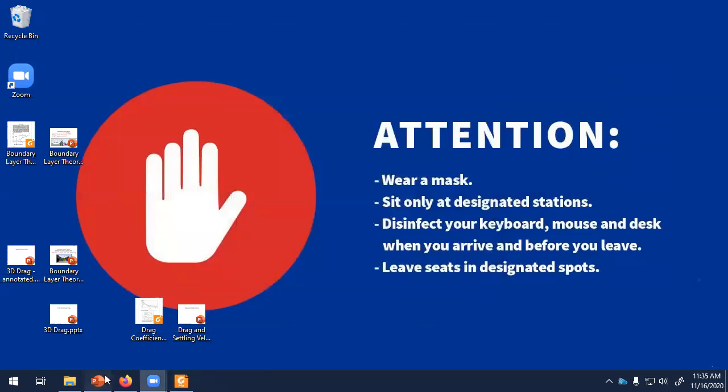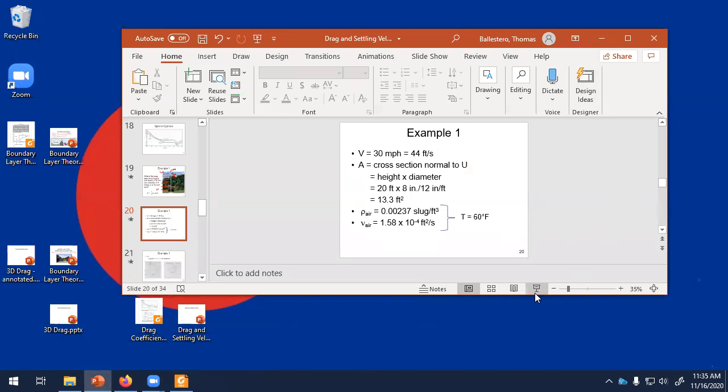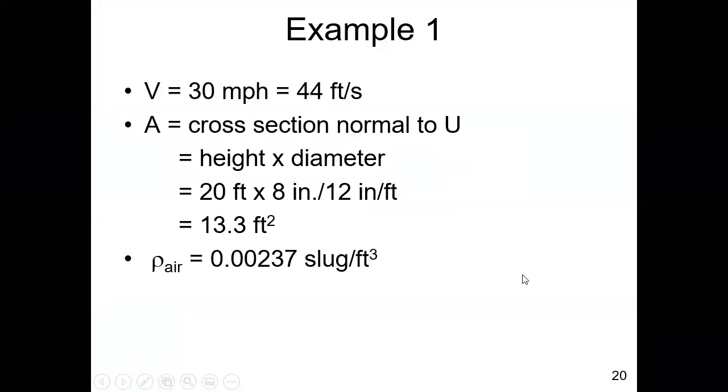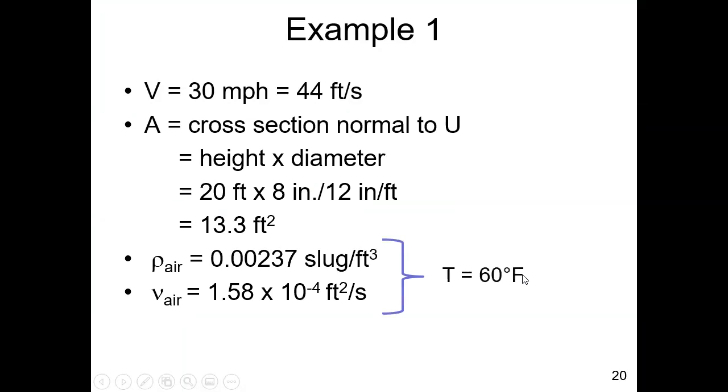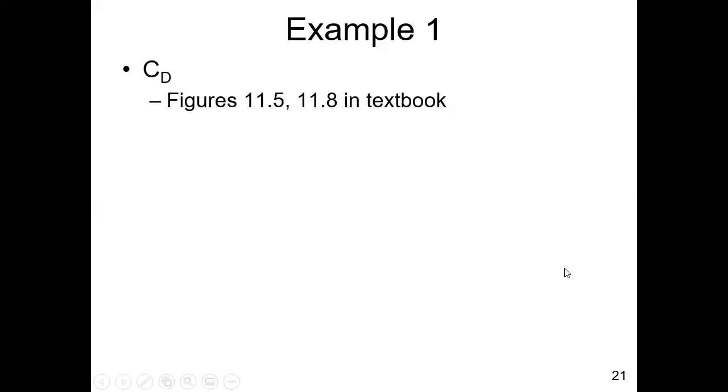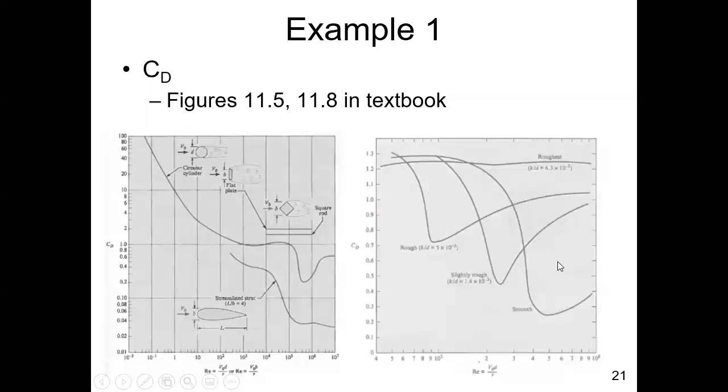All right, so back to the presentation. Okay, so the velocity is 30 miles per hour, and the cross-sectional area we had is 13.3 foot squared. And again, we can look up all the information we need. We're going to need the density to calculate the drag force, and we need the kinematic viscosity for the Reynolds number. So for C sub D, there are two figures in your book, figure 11.5 and 11.8.